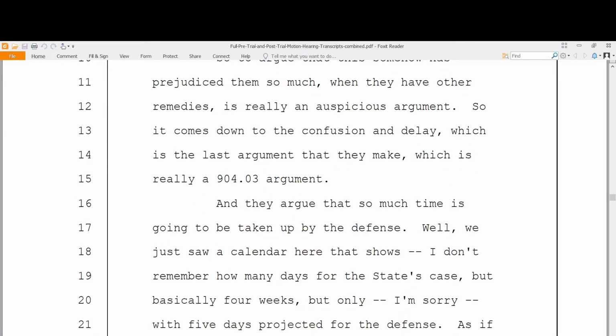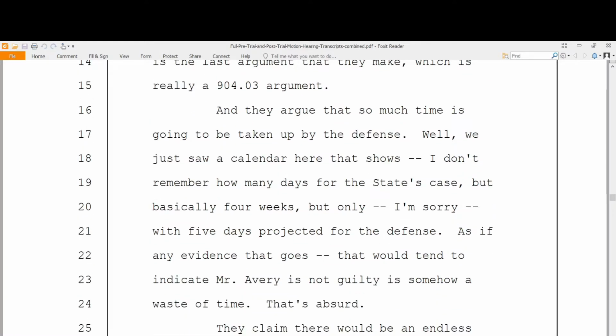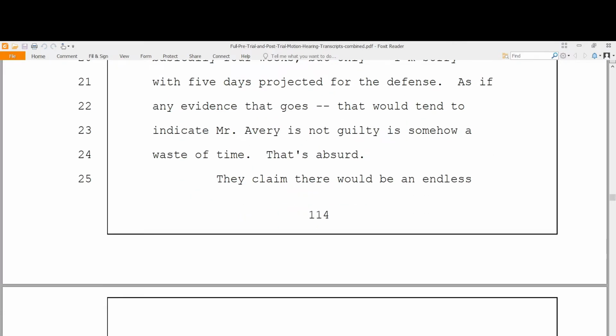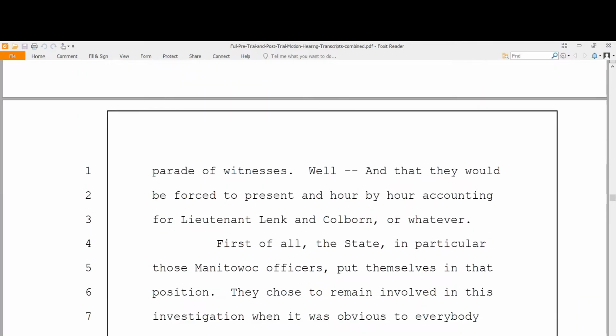So it comes down to the confusion and delay, which is the last argument that they make, which is really a 904.03 argument. And they argue that so much time is going to be taken up by the defense. Well, we just saw a calendar here that shows, I don't remember how many days for the state's case, but basically 4 weeks, with only 5 days projected for the defense. As if any evidence that would tend to indicate Mr. Avery is not guilty is somehow a waste of time. That's absurd. They claim there would be an endless parade of witnesses.